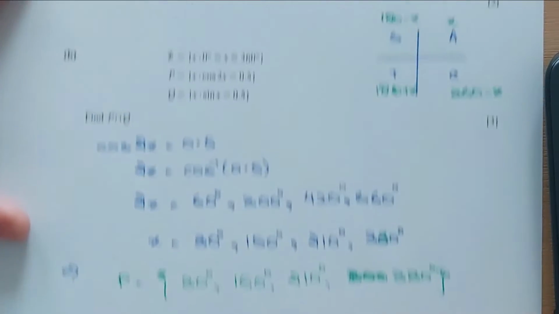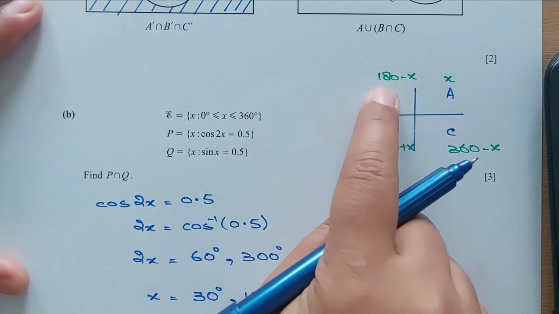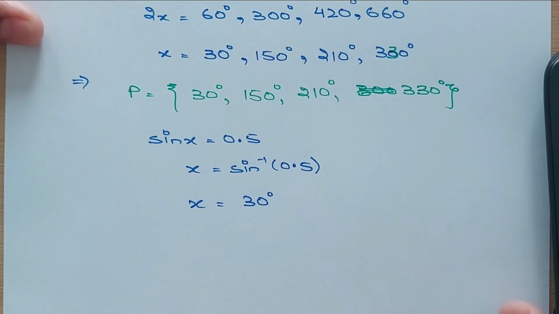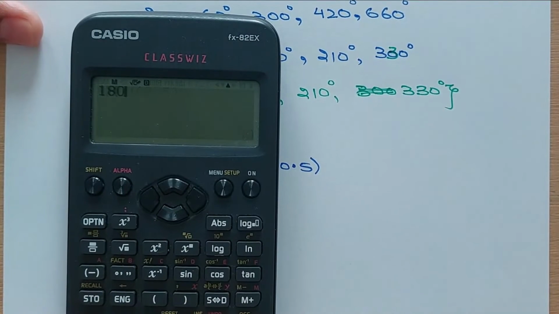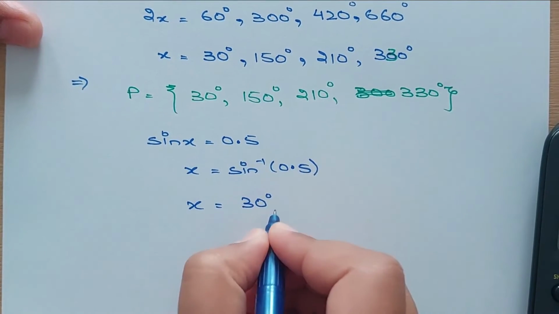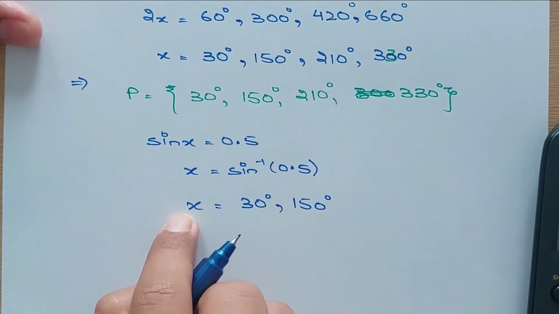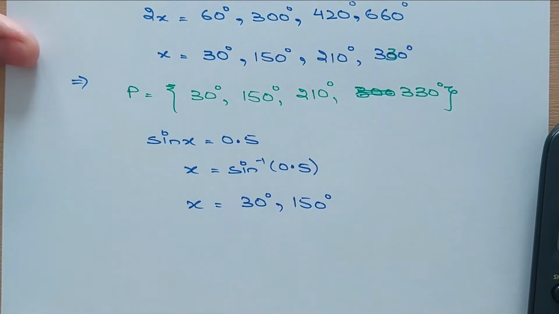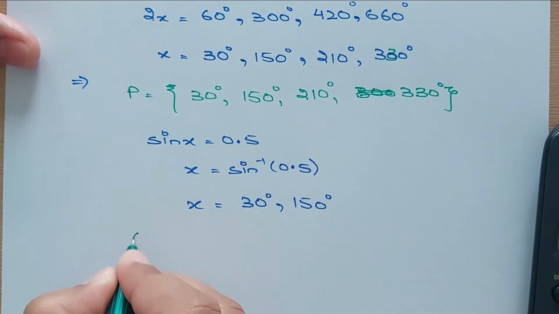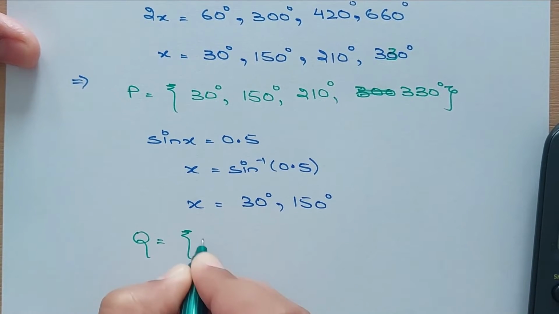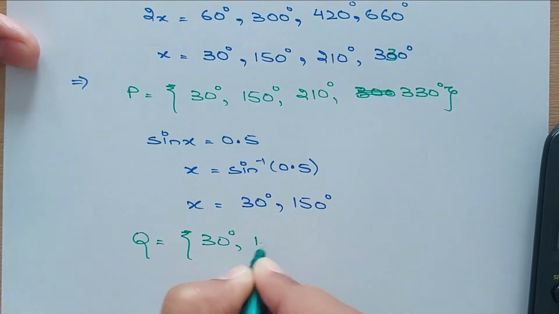And also sine is positive in the first and the second quadrant. So we do 180 minus 30, which is 150 degrees. We are not adding 360 because there are no 2 revolutions. So these are the values for x. So we can say the set Q is equal to 30 degrees and 150 degrees.